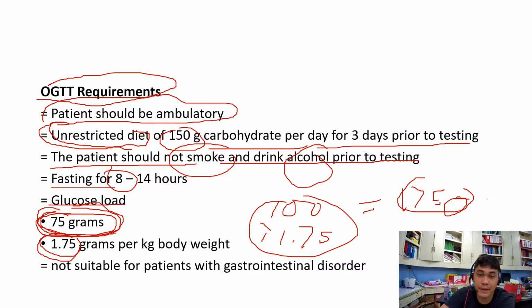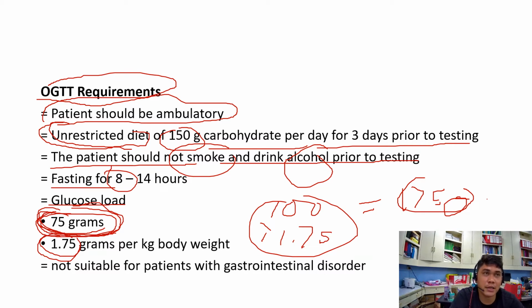Okay, so the maximum is 75 grams. But for pedia patients that cannot reach this, for example, if the weight of the pedia patient is 40 kilos, so 40 times 1.75, that is 70. So 70 is the glucose load. If 50 kilos, for example, 50 kilos times 1.75, the result is 87.5.